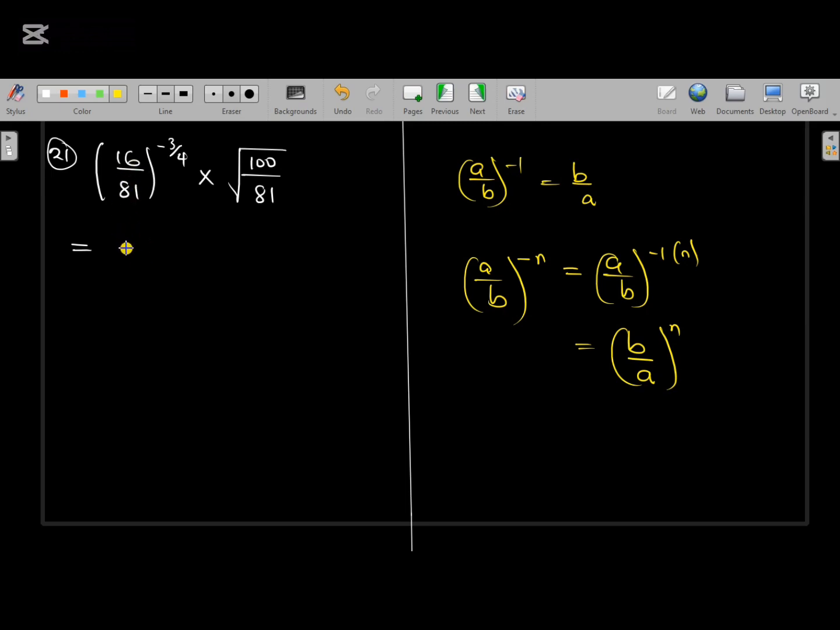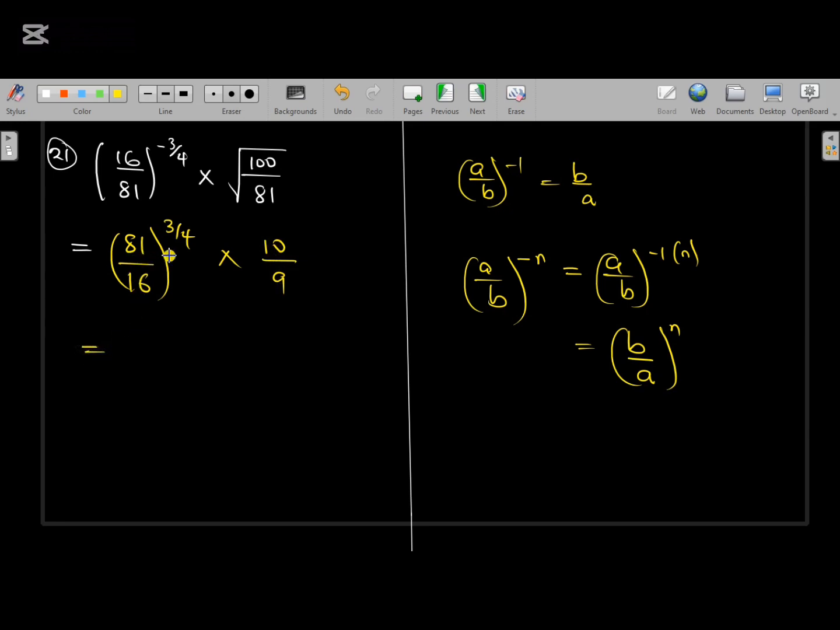So I can actually write this as 81 over 16 all raised to the power of 3 over 4. The minus will go. Then multiplied by, here is easy. Of course, square roots will come on both numerator and denominator, and the square root of 100 is 10, all over the square root of 81 is 9.